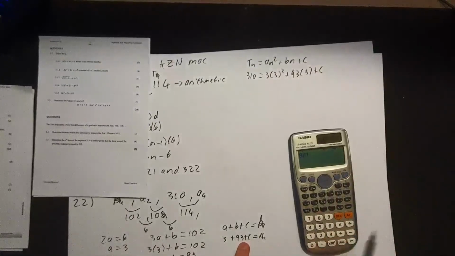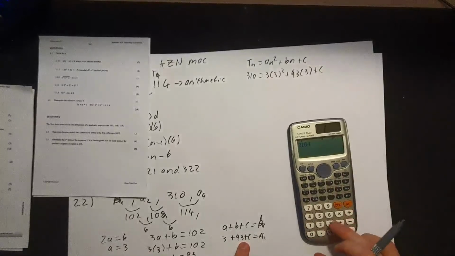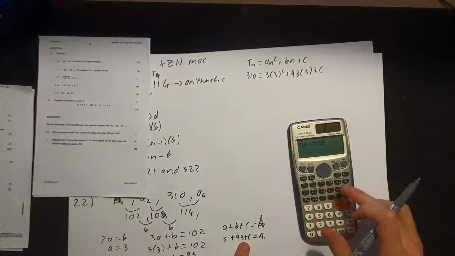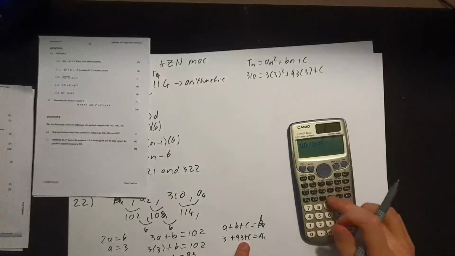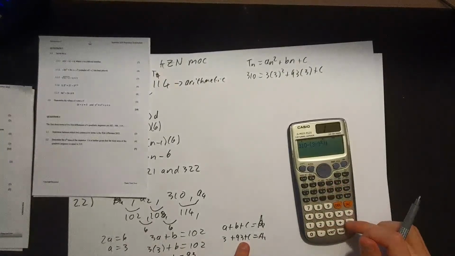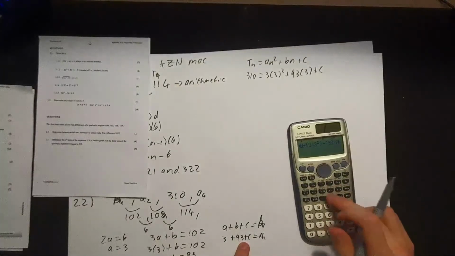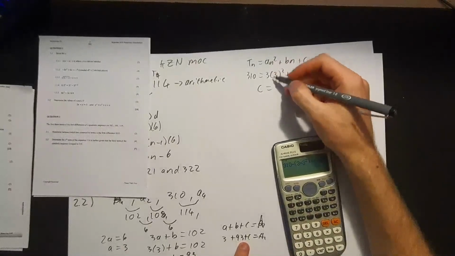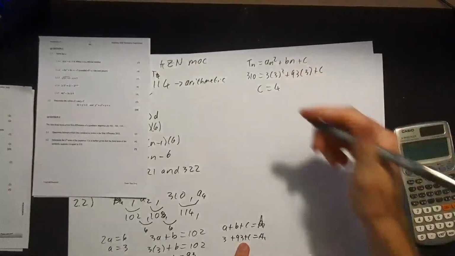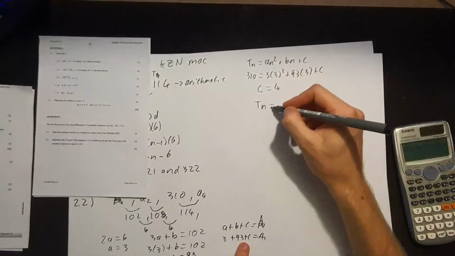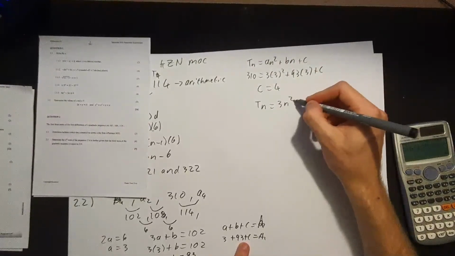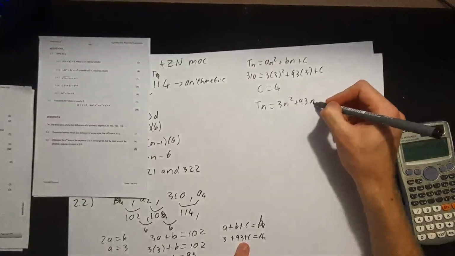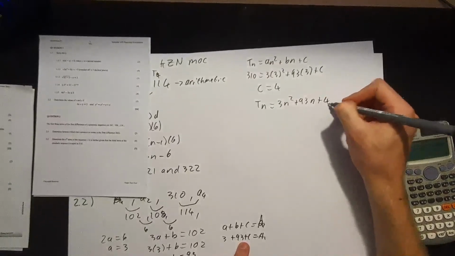So it's going to be 310 minus 3 times 3 squared, and then minus 93 times 3 equals 4. So c is then going to equal 4. So therefore the general term is going to be Tn equals 3n squared plus 93n plus 4.